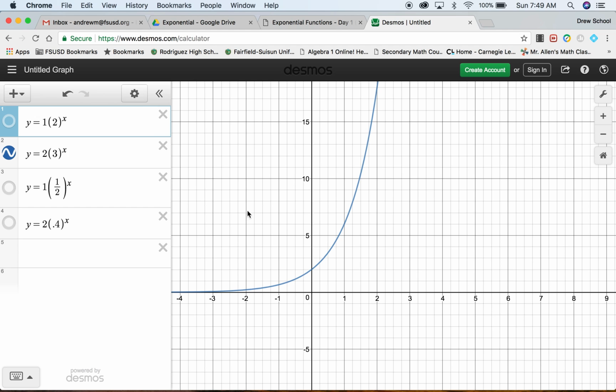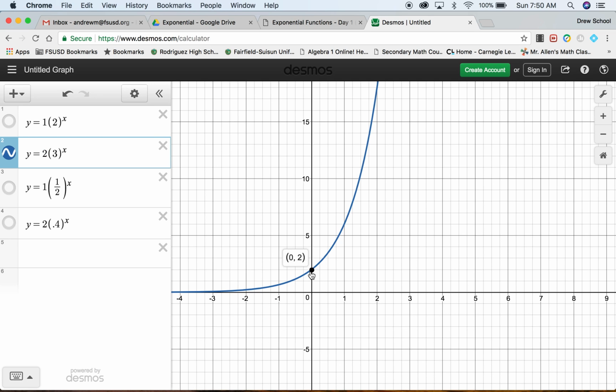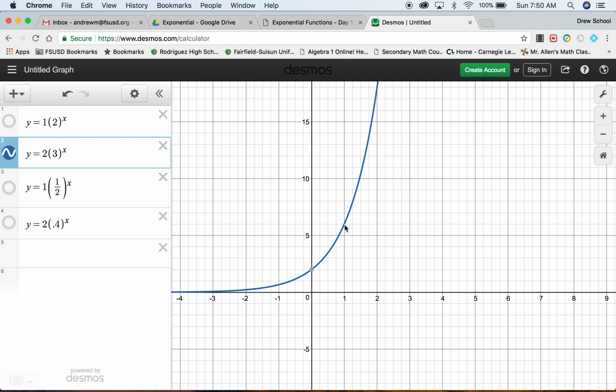This function right here, our a value, or starting value, is 2. So you can see 2, it's also our y-intercept. Our scale factor is 3. So everything is going to be going 3. So 3 to the first power is 3, excuse me. 3 times 2 is 6.